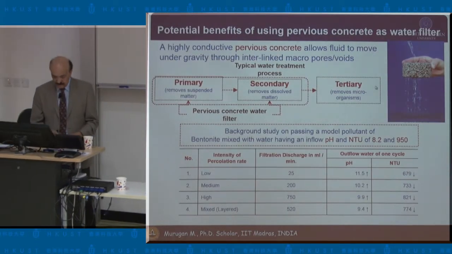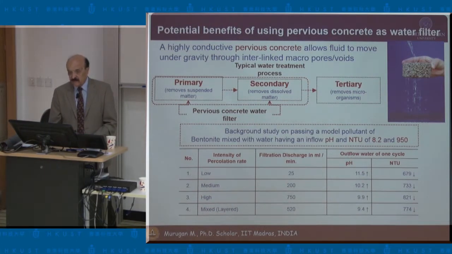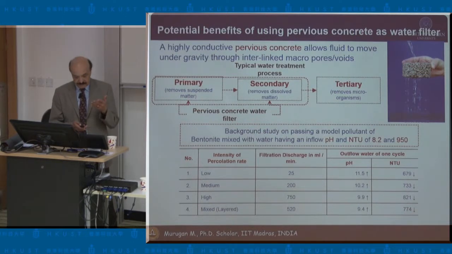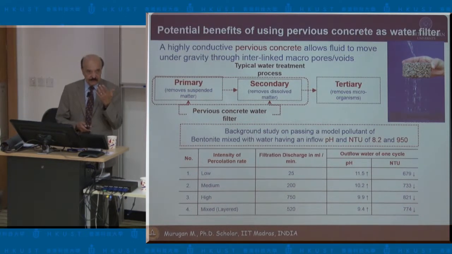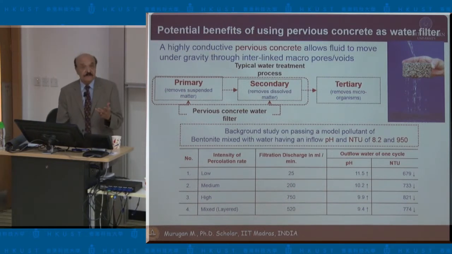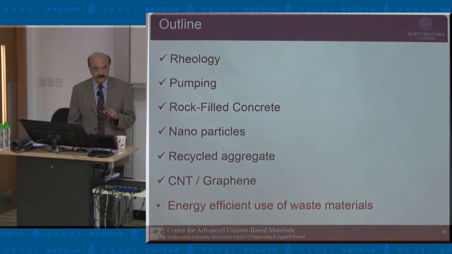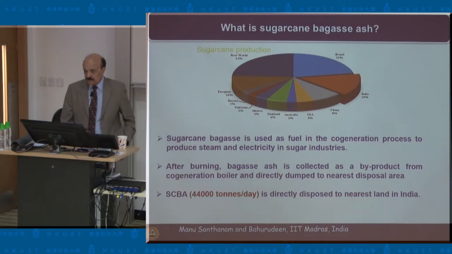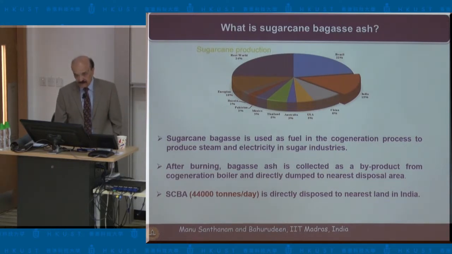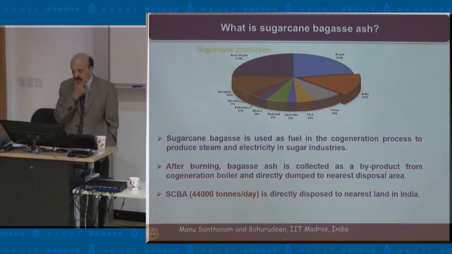Remember that normally the filter has three stages, primary, secondary, and tertiary. Do it all in one with this micro graphene. But this is a graphene oxide. So I thought this is a very interesting area of research. And then I want to present a couple of works I found intriguing.